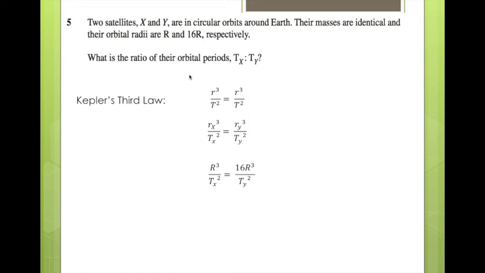We get r cubed divided by Tx squared equals (16r) cubed divided by Ty squared. So obviously we can cancel out those r cubed very easily. When we do that and rearrange the equation, we get Tx squared divided by Ty squared equals 1 over 16. So let's square root both sides and we get Tx divided by Ty equals 1 on 4, which gives us the answer, which is A, 1 to 4.